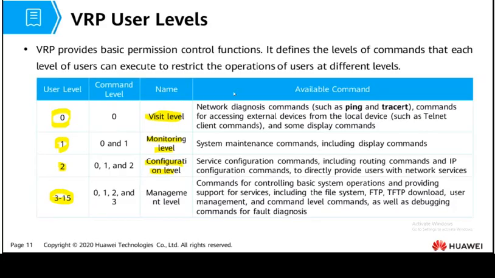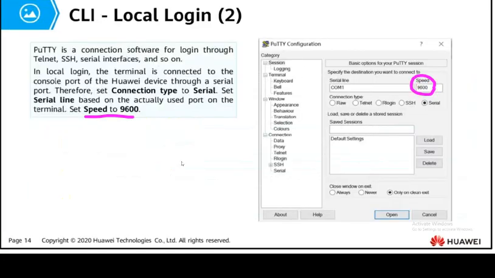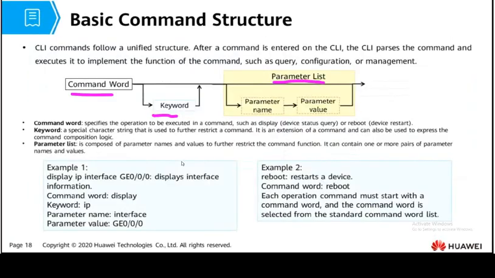So you need to understand these levels. We have discussed this one. Now let's look at basic command structure. Commands usually start with a command word, followed by a keyword, and then the parameter list. Say, for example, you want to select an interface. Use the command interface, which is the command word, followed by the keyword GigabitEthernet, and then followed by 0/0/0, which is the parameter.